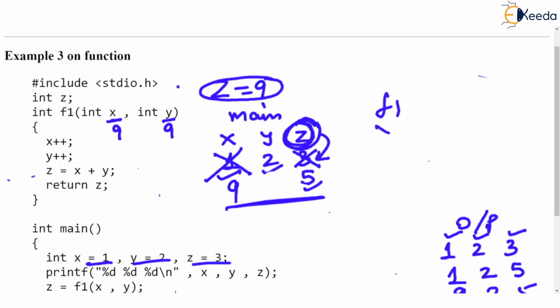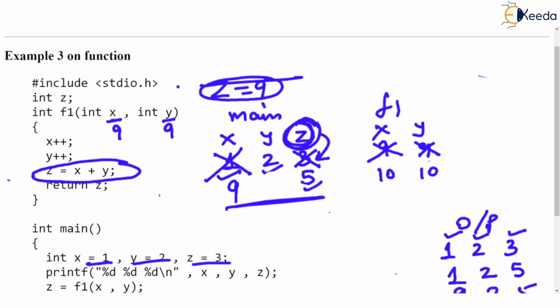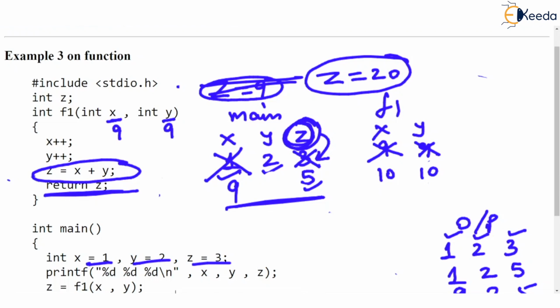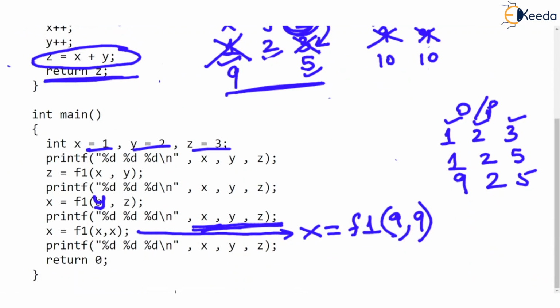So f1 starts, x is 9, y is 9. And then x plus plus in the function makes x as 10, y plus plus makes y as 10. And this line which I am encircling makes global z equal to x plus y, that is 10 plus 10. So z becomes 20, global z, and that z is returned. Obviously z will be returned at the call. So 20 is returned at the call and 20 is stored in the x. So x in the table of main will become 20.